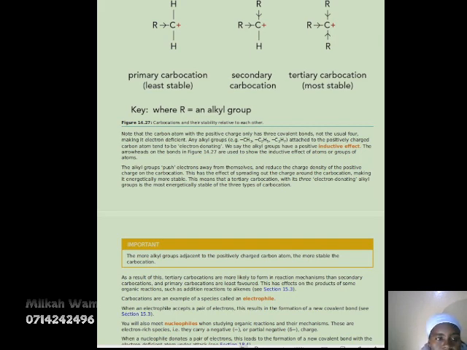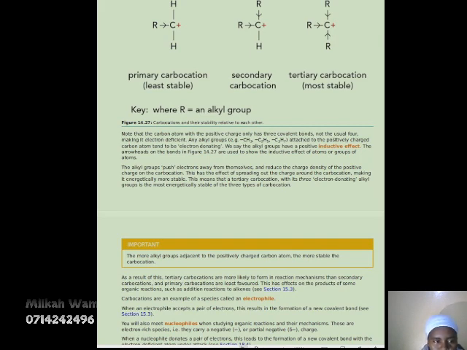The carbon atom with the positive charge has three covalent bonds and not four, because one of the electrons forming the bond was taken away. The carbon bonded to electron donating groups, that is alkyl groups like the methyl group, becomes more stable. The more alkyl groups joined to the carbon atom, the more stable the carbocation is, and that is why the tertiary carbocation is the most stable type.